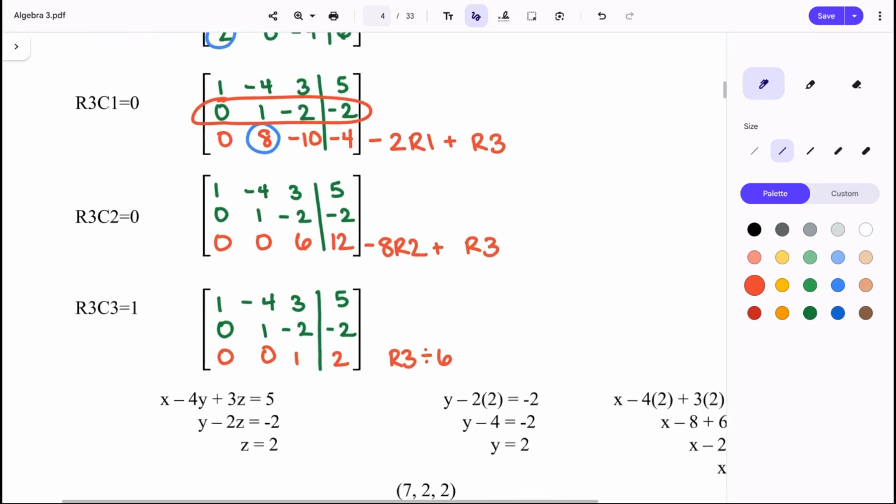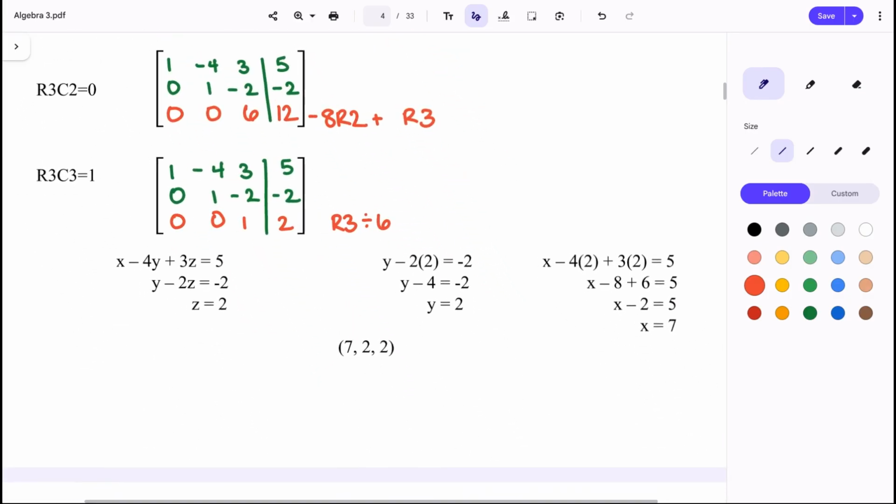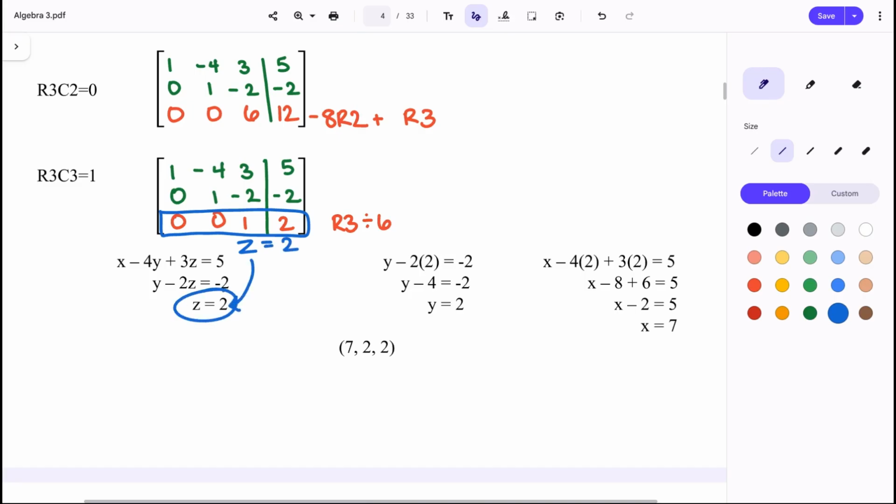Okay, now what they're showing you down here is how you would finish this out. Once you get something that looks like this, where one of the rows has all those zeros except that last one, they're saying that z equals 2, which is what they have here. Then you can go backwards in your problem, because this is a simpler version of these equations. The second one is y minus 2z. Now we know z is 2, so they substituted that in. So this becomes y minus 4 equals negative 2, and they solved for y and got 2.